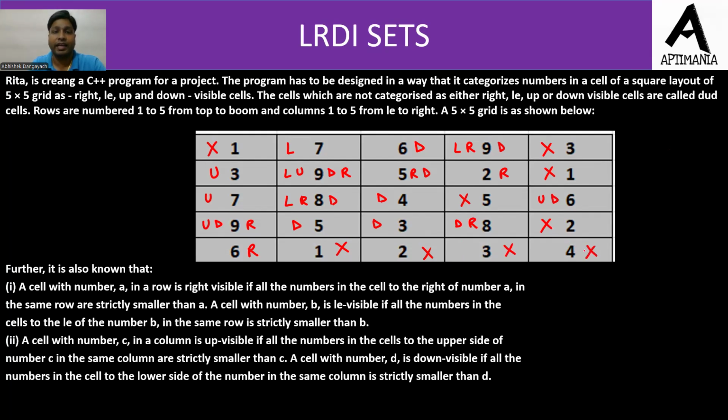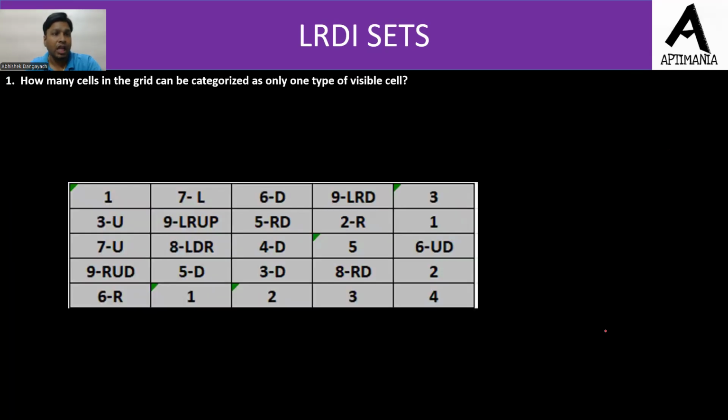So basically we have categorized all the cells, whether they are visible by up or down or left or right. Now let us move to the questions part. How many cells in the grid can be categorized as only one type of visible cell? Only one type. So we have this is only one type, 2, then we have 3, 4, then 5, 6, then 7, 8, 9. So we have 9 such cells which can be categorized as only one type of visible cell.